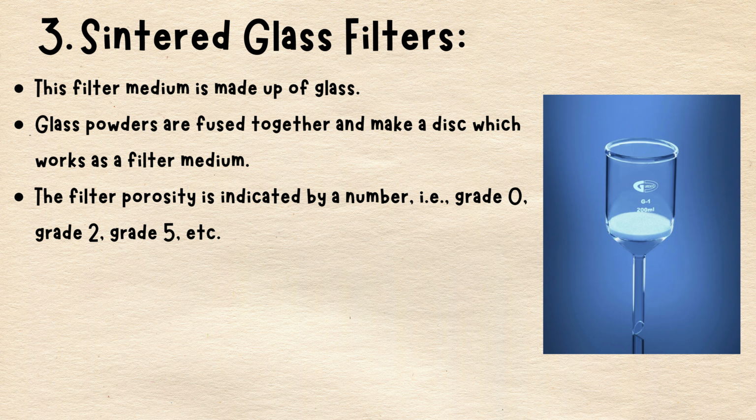Next one is sintered glass filters. This filter medium is made up of glass. Glass powders are fused together and make a disc which works as the filter medium in this filter. The filter porosity is indicated by a number, for example grade 0, grade 2, grade 5, etc.